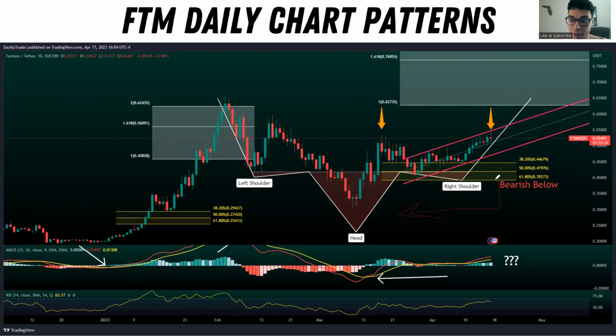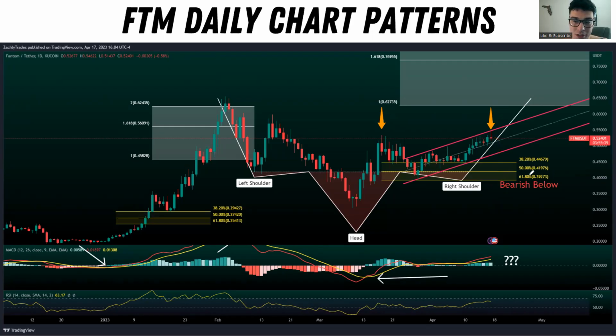Now, don't be fooled by a simple wick down below, or if it comes down below here and then quickly recovers, right? What we want to see is actually a breakdown, retest, and then confirmation that this has now been flipped to a resistance level from support. We're pretty far away from there right now. It would be a pretty significant drop if we were to come back down to those levels.